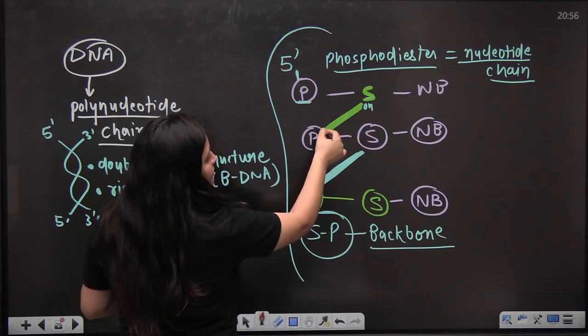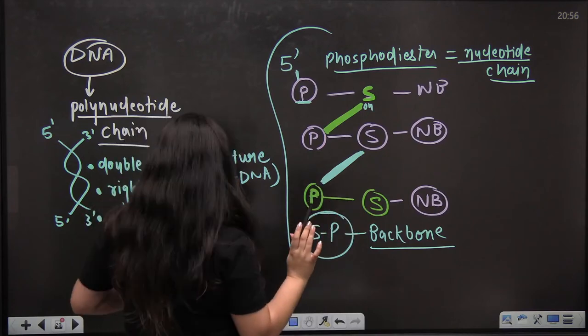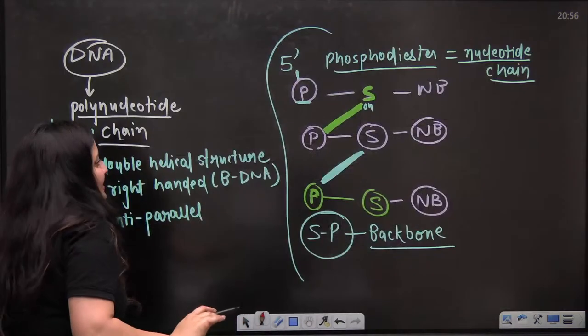This sugar attached to this phosphate is forming the bond with this sugar. This sugar attached to phosphate is forming the bond with the sugar. So it is phosphodiester bond.